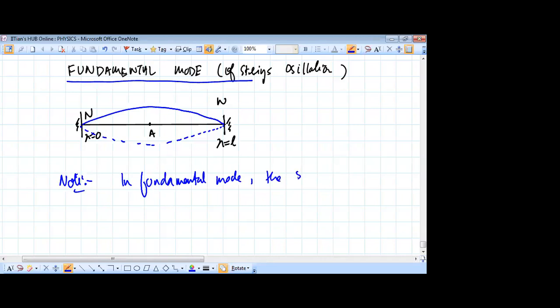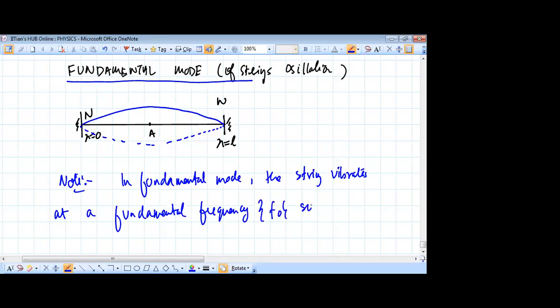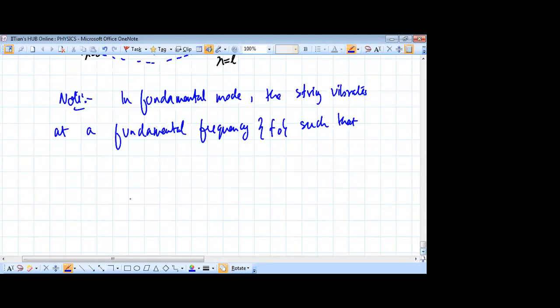the string vibrates at a fundamental frequency, which we denote with the symbol F0, such that the length of the string now is the distance between consecutive node and node. So it is lambda by 2.